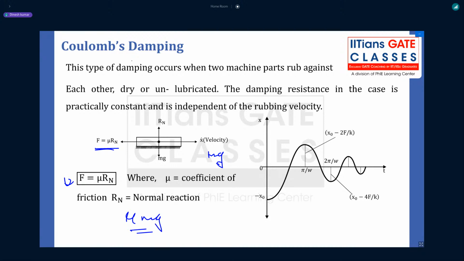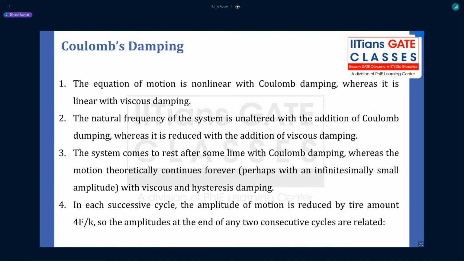So in case of Coulomb's damping, there is a loss of amplitude. What is the loss of amplitude in one cycle? It is given by 4F by K. So 4F by K is the total loss of amplitude in one cycle. What is F? F is the Coulomb's force, which is mu Rn or mu Mg. What is mu? It is not the coefficient of viscosity. Here mu is the coefficient of friction. Okay, so that is about Coulomb's damping.